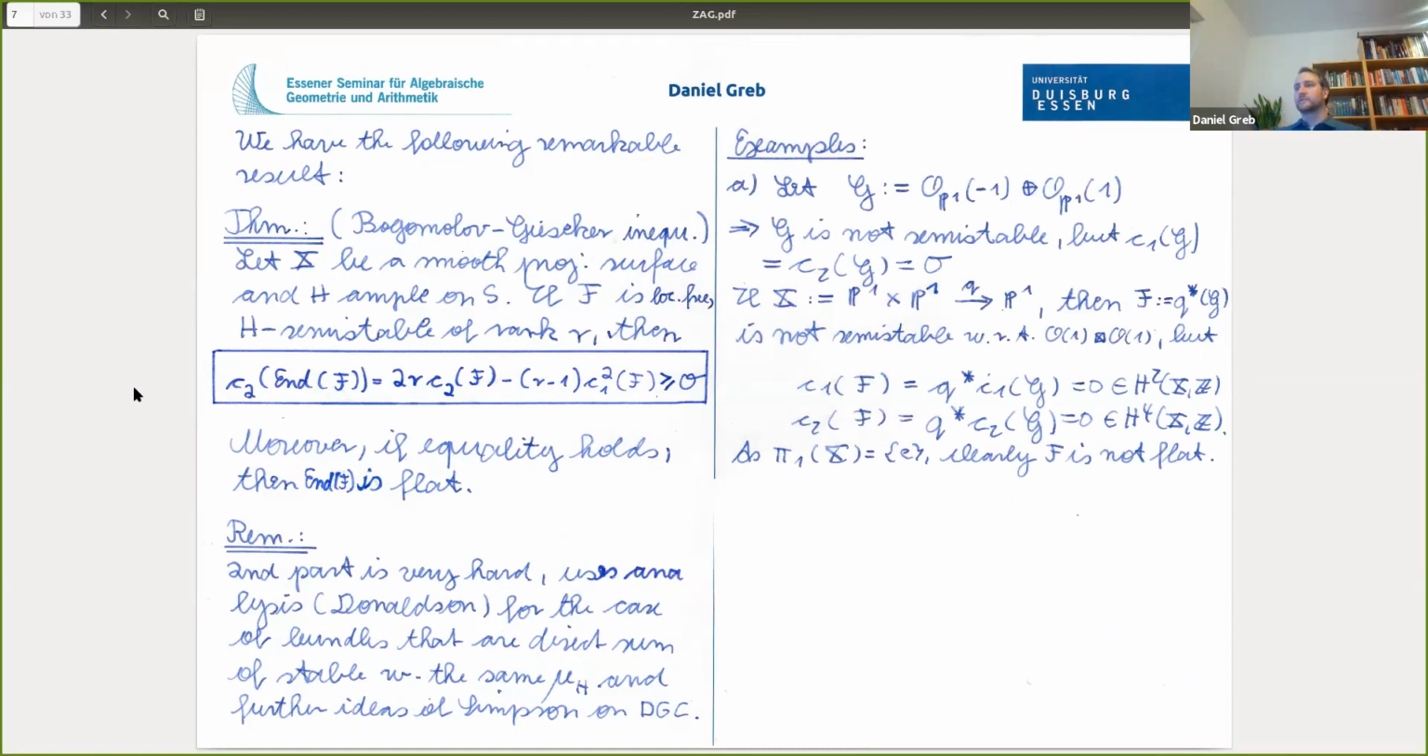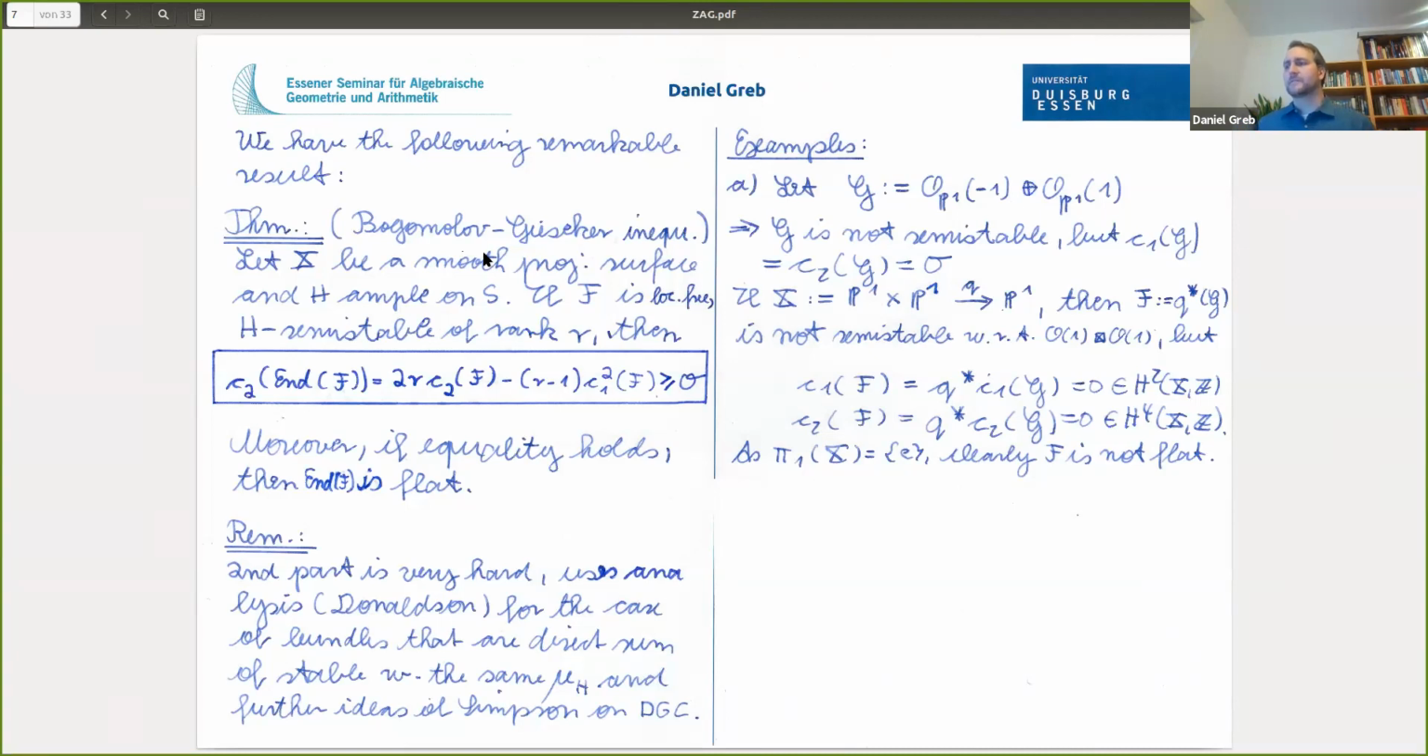So let's look at the first example. You look at P1, and you take the following rank 2 bundle. It's O(-1) direct sum O(1). So it's rank 2, and it's not semi-stable because the degree is 0, but the second summand obviously has degree 1, so it has bigger degree than 0, so it's not semi-stable. But the first Chern class, the degree, is of course 0, and the second Chern class is trivially 0 because we're on a curve. There is no second Chern class.